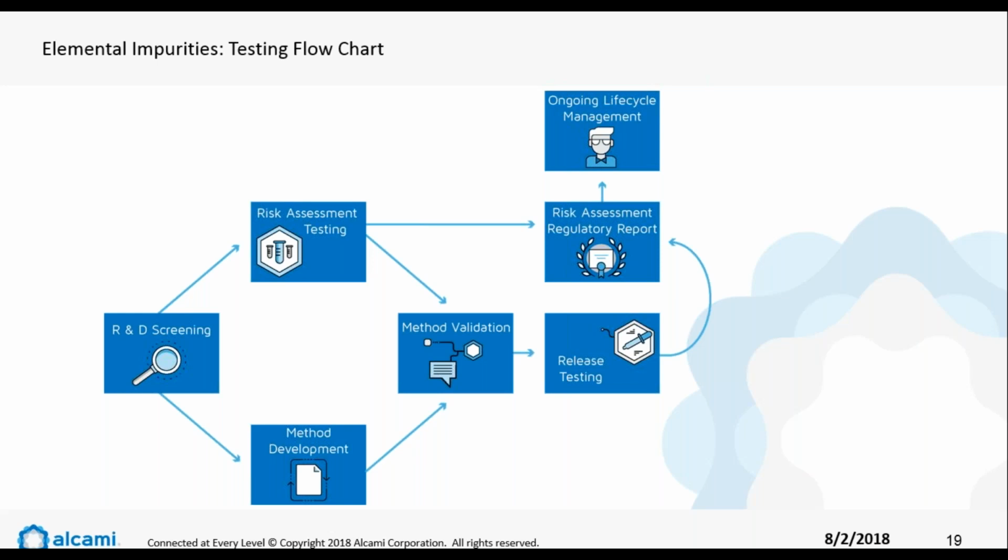Or it may indicate that a method is going to need to be developed and then validated, because there is an element present that's not going to be under control. And then you could bypass either the risk assessment or even the development. You could do the risk assessment and then validate for whichever element needs to be done. And then obviously release testing can be performed. That's just a flow of how that can go.